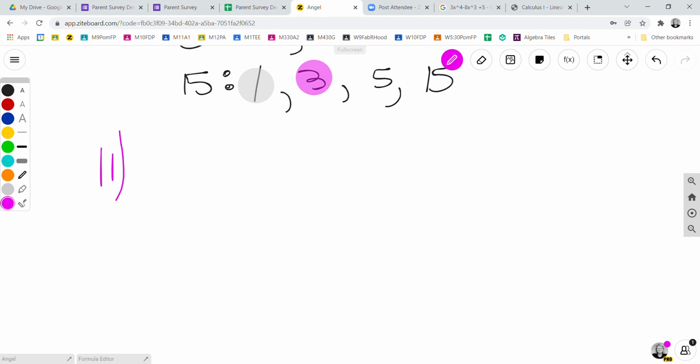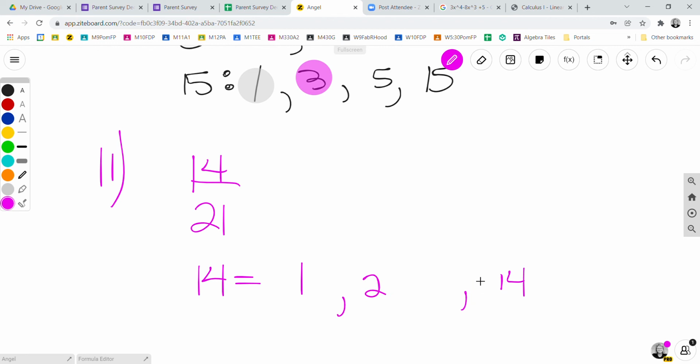Here's the last one. Here's number 11. It says 14/21. And they said, use the greatest common factor to simplify the fraction. Well, I can already tell that it's 7 because when I count by 7s, I say 14 and I say 21. But if I just couldn't see it, I would say 1 times 14, 2 times 7, 3 times something, 4 times something, 5 times something, 6 times something. Nope, that's it.